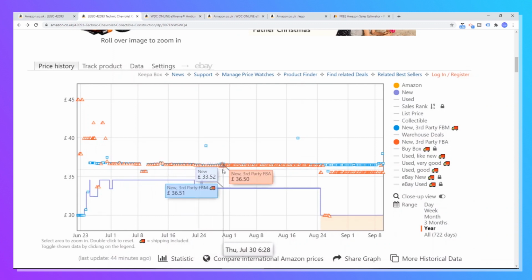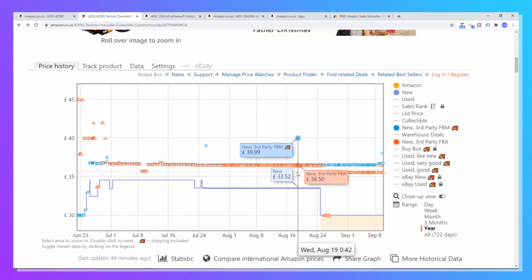That price is moving 36.50, 36.50. It's pretty much static there. We've got a little bit of movement: 36.39, 36.36, 36.39, 36.49, then back up to 36.50. What am I looking for?